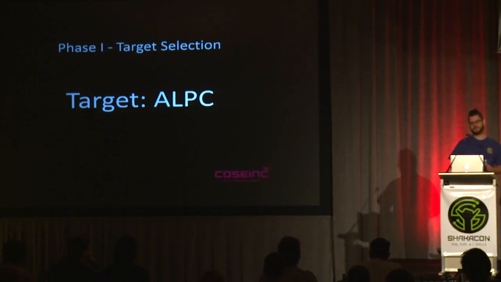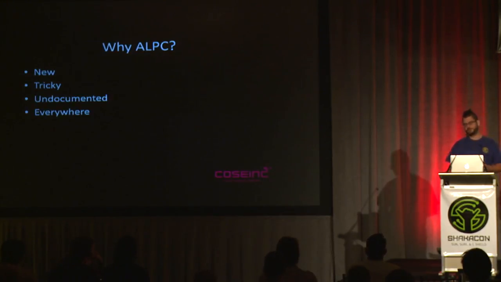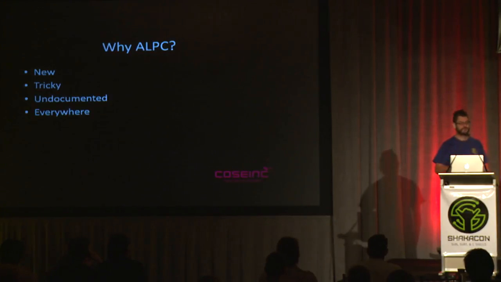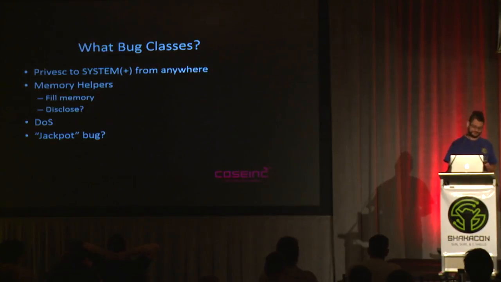So we're going to presuppose that we've selected ALPC as our fuzzing target. I think it's a pretty good target because it's new. It's only in Vista, since Vista. It's completely undocumented as far as I can tell. It's kind of tricky to program with. Well, at least I was really, really bad at it, so I assume that means it's tricky. And it's in your Windows machine, surprisingly, everywhere.